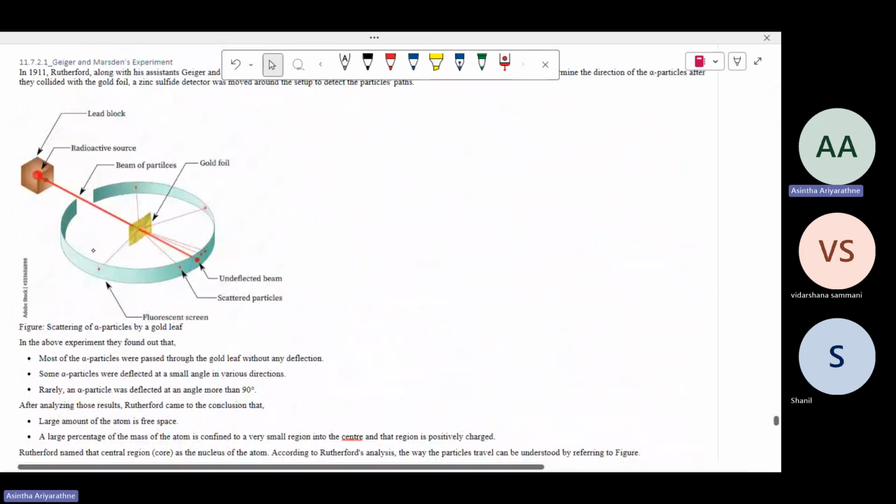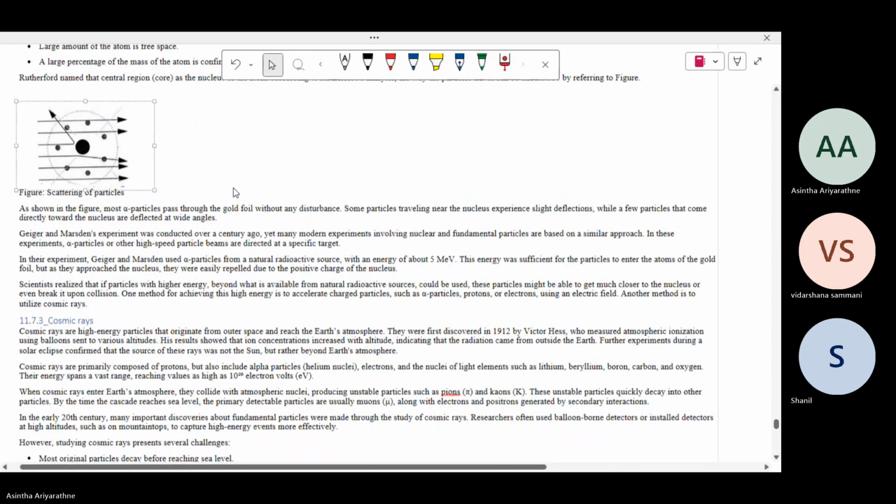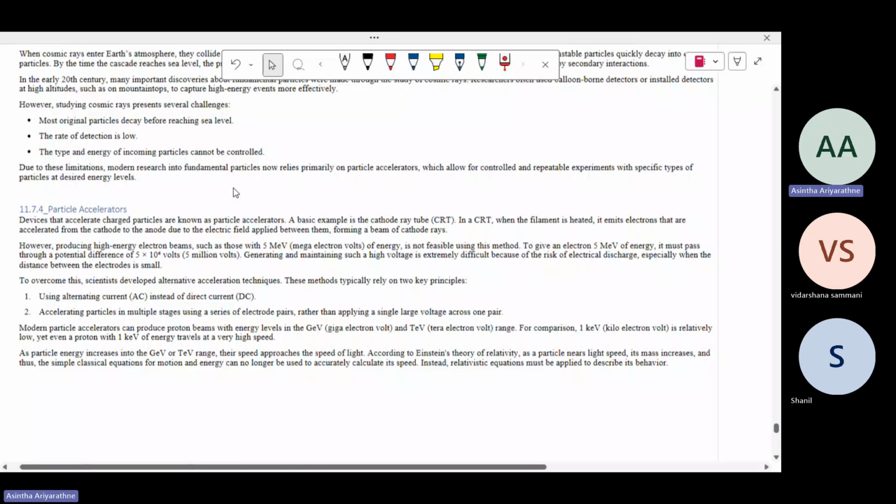Earlier, these alpha beams were formed using a radioactive element. We discussed radioactivity in the formation of alpha beams. So the alpha beams needed for this practical were generated from a natural radioactive source, like a lead block.